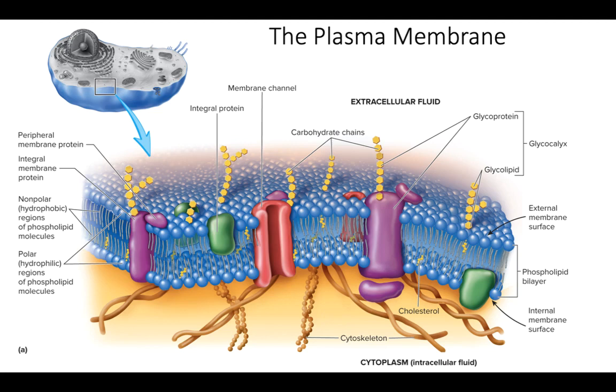So that's your basic components of a plasma membrane. You'll also see on the inside there's the cytoskeleton, so those are proteins that form a skeleton for the cell. But that's your basic membrane protein. And what we're going to talk about are these proteins here and what they might be doing for that cell.